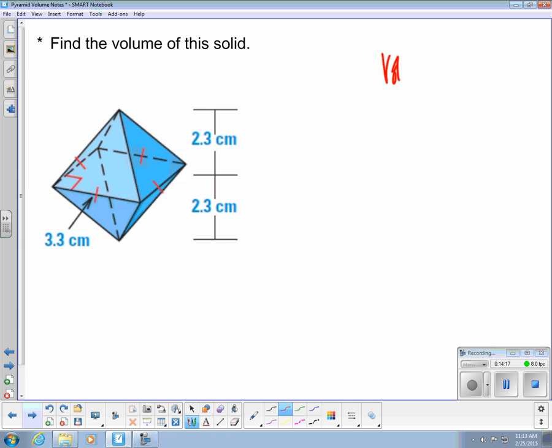All right, when you're done here, the volume for this figure is going to be 16.698 centimeters cubed. Oh, I'm going to rewrite that down here. The board's going to look crazy. Volume is equal to 16.698 centimeters cubed.